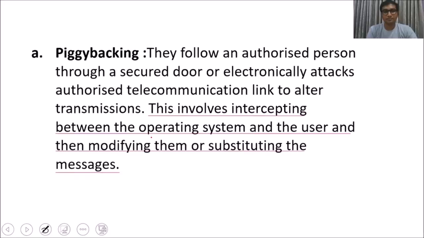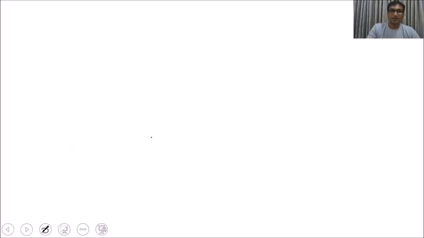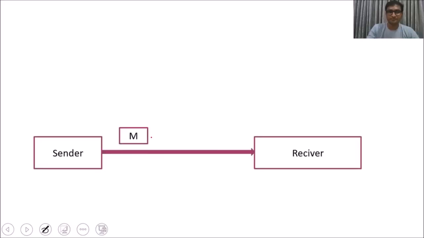This involves intercepting between operating system and the user and then modifying them or substituting the message. I will explain it with the diagram. Don't worry. Okay, what is this? This line says, okay, what does piggybacking mean? Look, sender wants to send data to receiver. So sender is sending a message to the receiver, but what will happen?